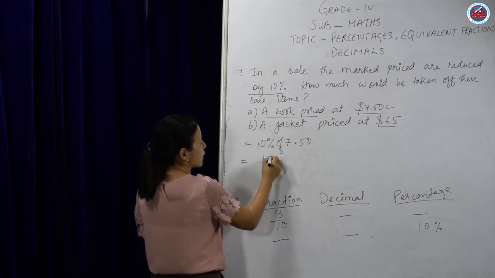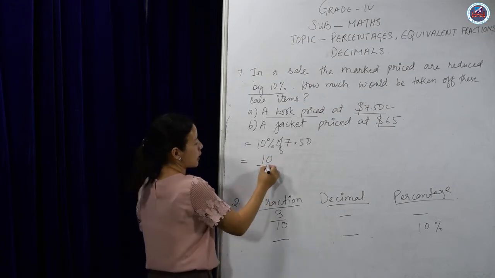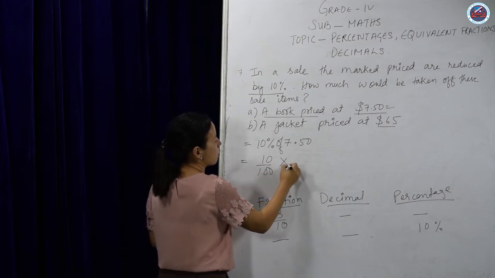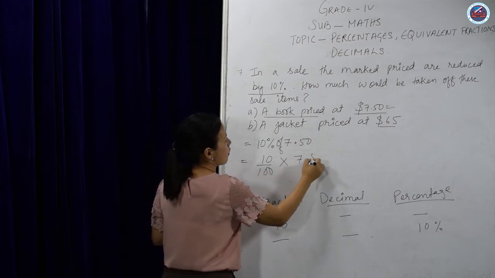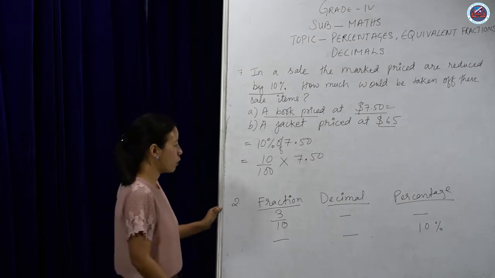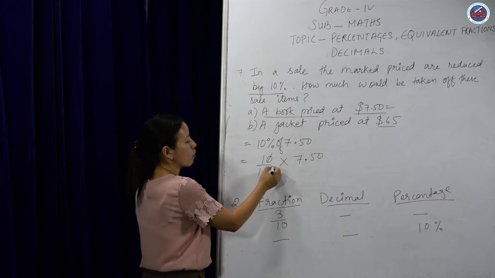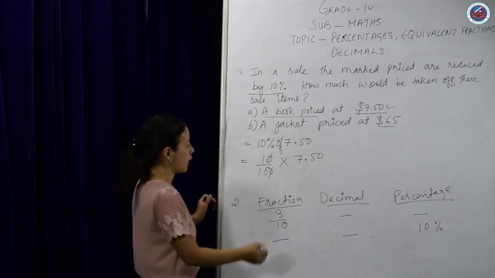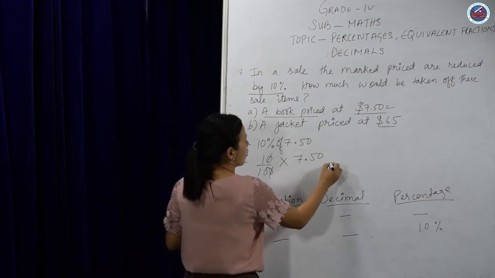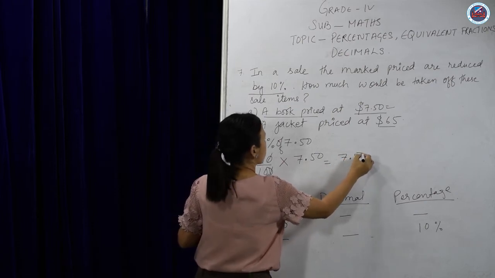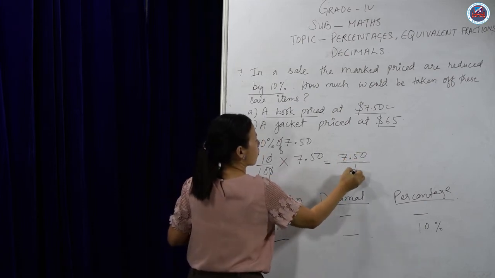So how do we find it? 10% means we write 10 over 100. Of means multiply, 7.50. Now what we have to do is, here we have one single zero on top and one single zero at the bottom. Done? Then the remaining is 7.50 over 10, right?